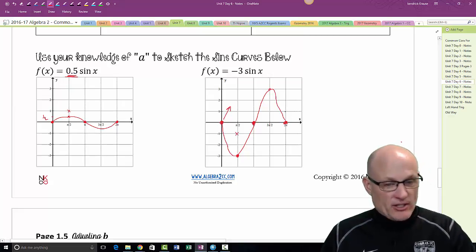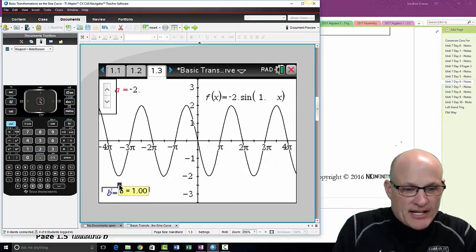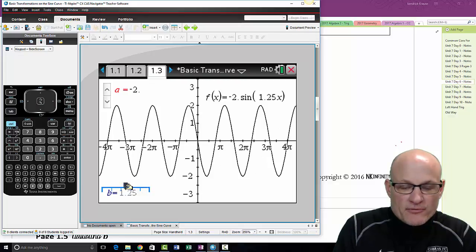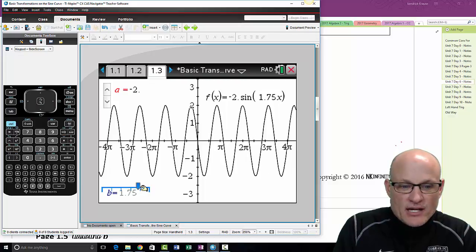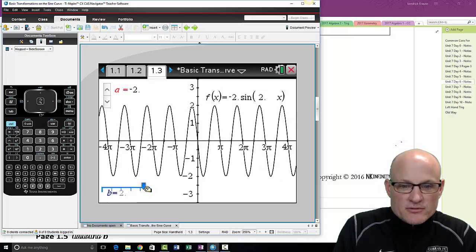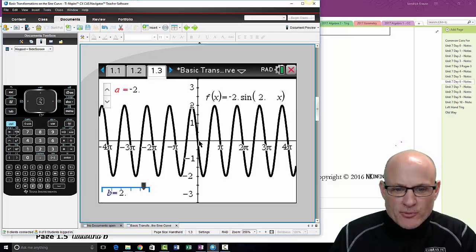All right, let's go mess with B a little bit. Slide B. We got a slider for B. So B's at 1 right now. Let's see what happens when I slide B up to 1.5. Now it's at 1.5. Now we're going to 2. Now notice what happened. Here's the starting point.